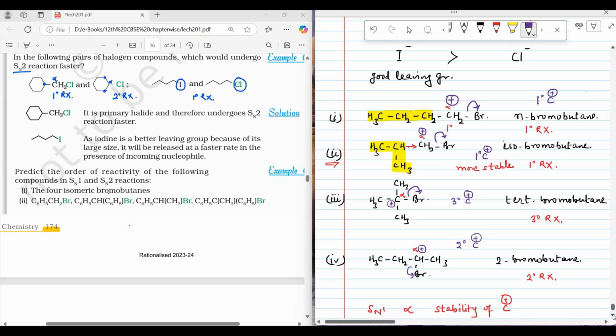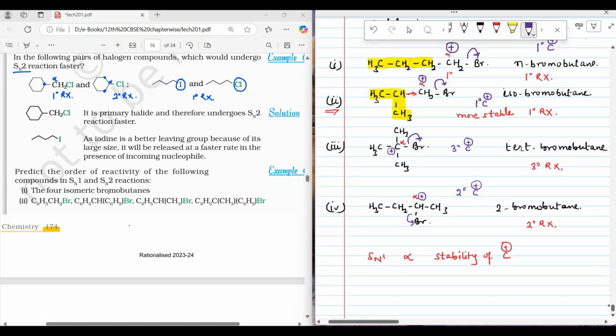And we know tertiary carbocation reacts faster than the secondary and primary reacts least. So here when you arrange them in the increasing order of reactivity in SN1 reaction mechanism, you will see first isomer will react least, then the second one, then fourth isomer, and then the third isomer will react fastest under SN1 reaction mechanism as it results in the formation of tertiary carbocation.